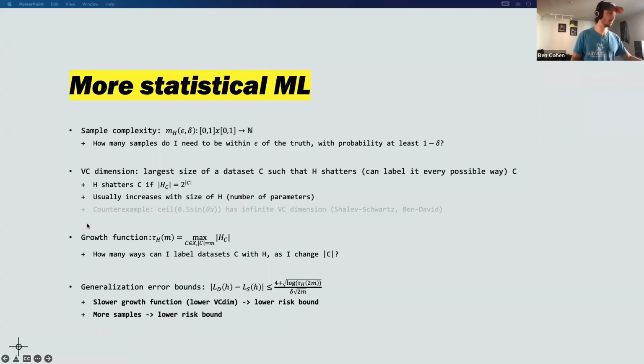Okay, I know I'm kind of babbling a lot about statistical learning theory, but we're almost done. I wanted to do this to contextualize the actual problem that they're trying to solve in this paper. So two more ideas.